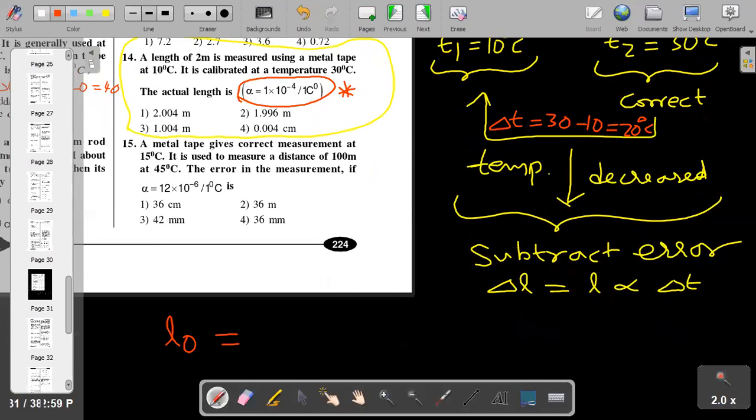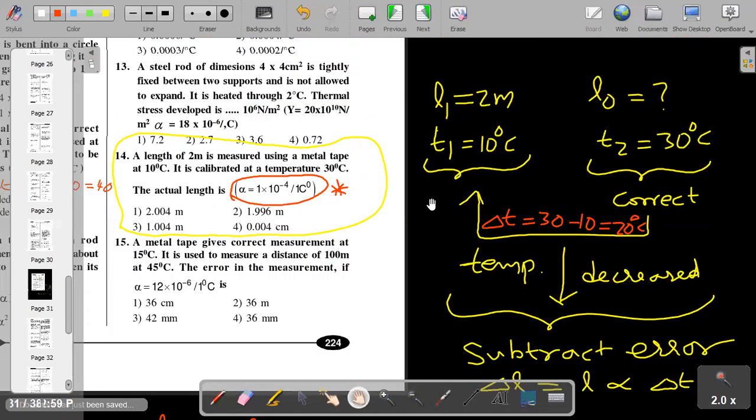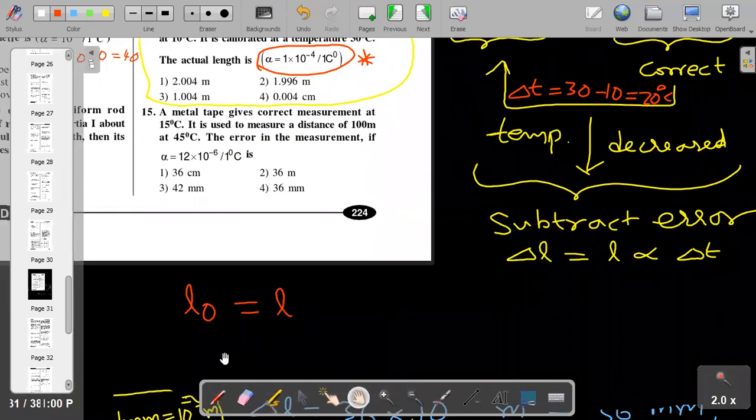So the measured length is L, I will simply write it as L. Why write L1? The measured length is L. Now the error is delta L, which is L alpha delta T. Is it clear, beta? Yes, sir.